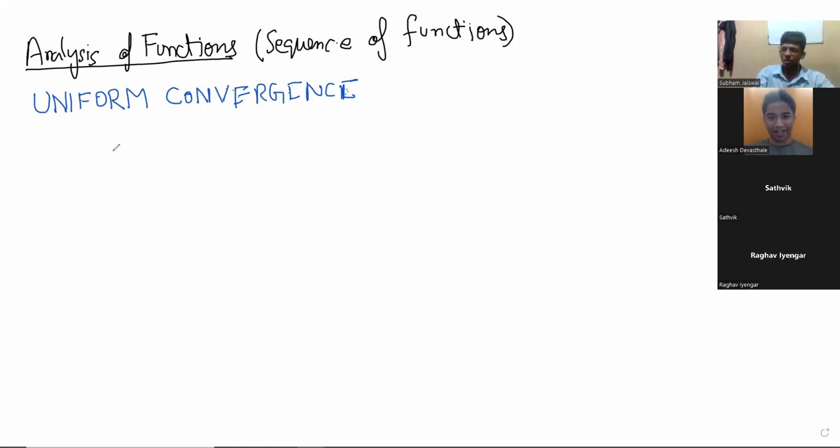So can anybody tell us the definition of uniform convergence? Adish. So if you have a sequence of functions f1, f2, and let's say that it converges to f uniformly, or it has some uniform limit, then what does that mean? That will again be a function. And what does that mean?